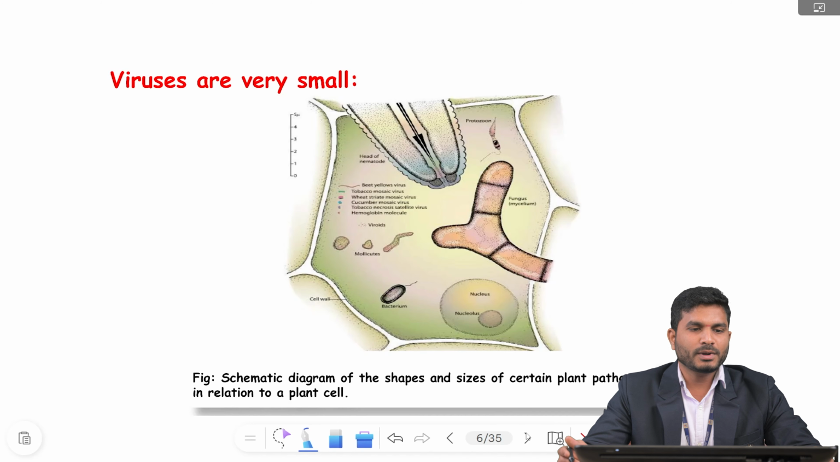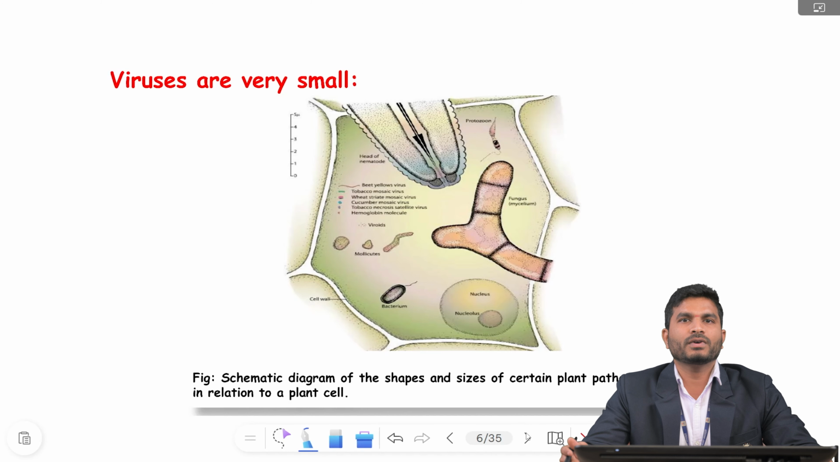So this is the slide explaining the size of viruses. If we compare plant pathogens, viruses are by far the smallest. A plant cell is huge in comparison, and even bacteria or molecules are much larger. This tiny size allows viruses to pass through minute wounds or to be carried efficiently by insect vectors. Because they are invisible under a light microscope, their discovery was historically challenging.